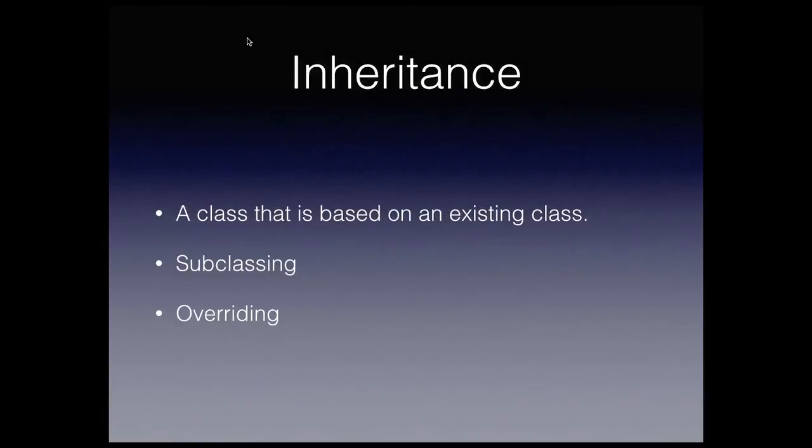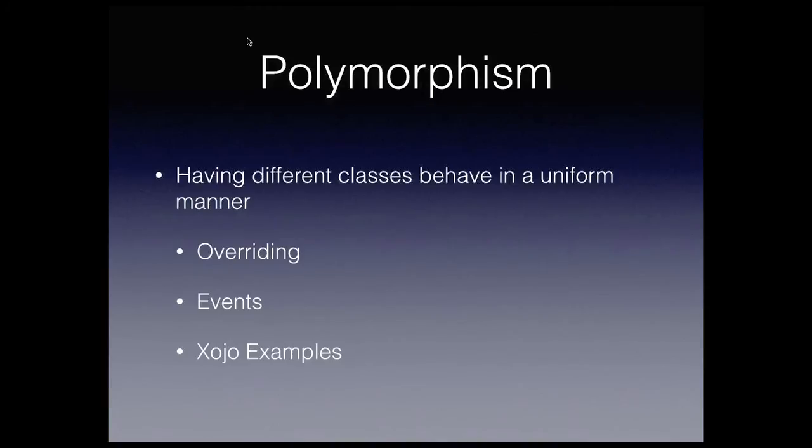So we've covered inheritance. The next high-level topic to cover is something called polymorphism. This is related to inheritance, and it allows you to have different classes that behave in a uniform manner. We're going to look at two ways that you can use polymorphism. One is by using overriding of methods in a subclass, and the other is by taking advantage of Xojo's events.